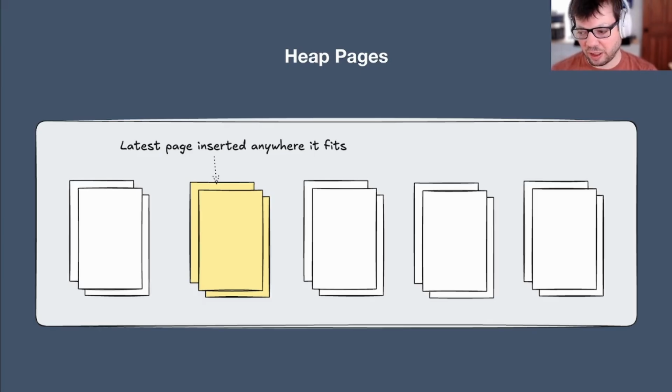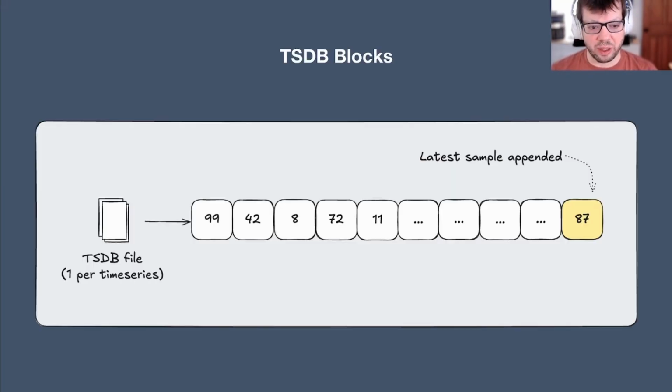Then we have time series database blocks. These are append only. So basically we have a file, one for each individual time series. Any unique combination of labels is a time series. And then we simply record our samples into that file. So this is very straightforward architecturally, but it also has the benefit of keeping everything laid out for one time series in one place, which makes it nice and easy to read later, as we'll talk about.